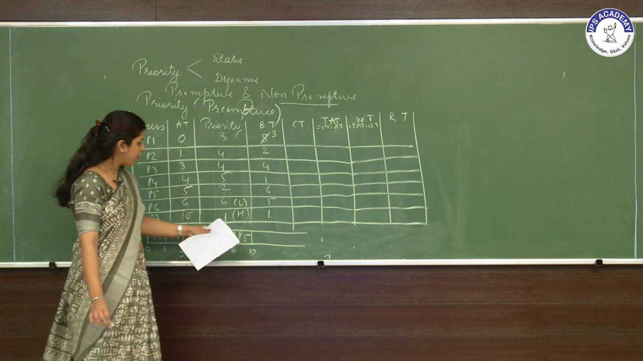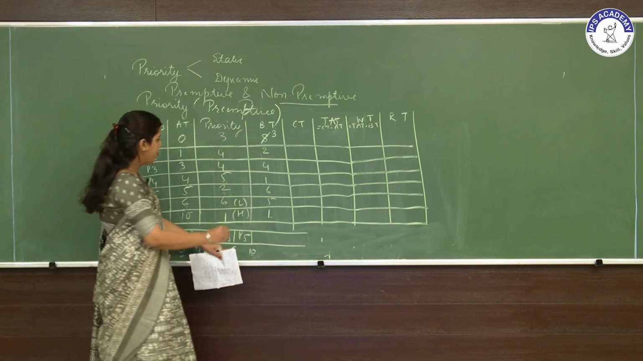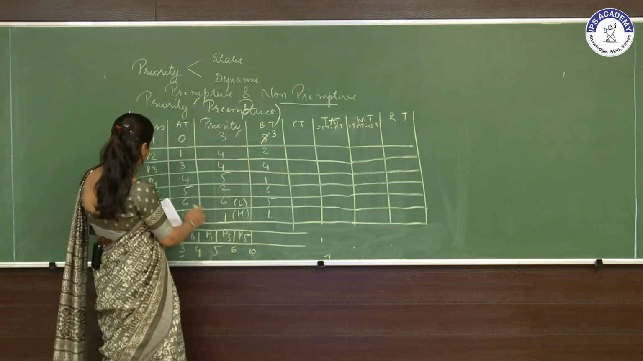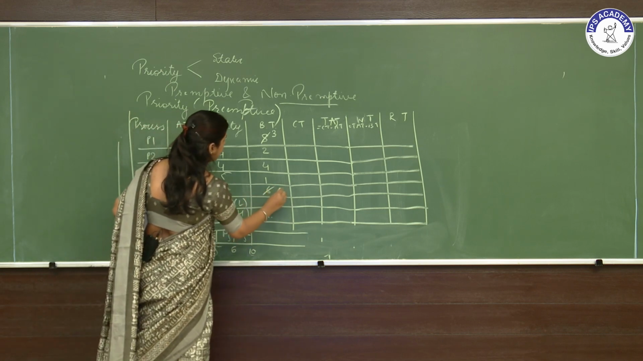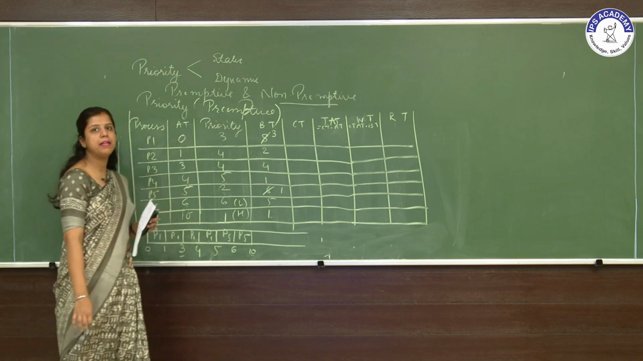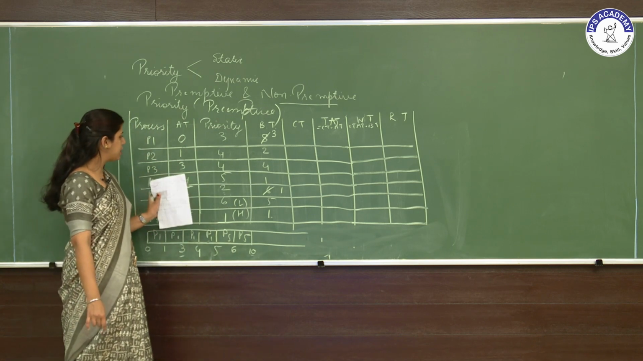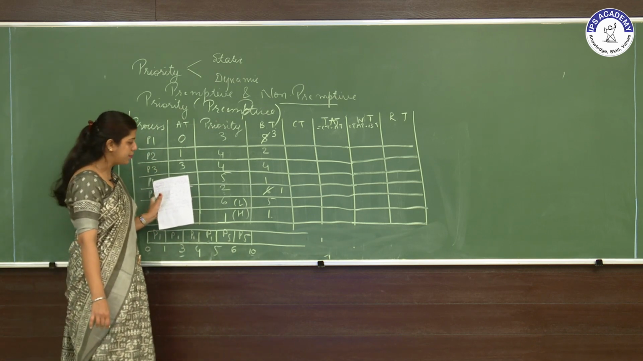Okay. So, for how much unit of time is P5 run? For 4 plus 1, 5. P5 is run for 5. So, still 1 unit of time is remaining for the process P5 to be executed.